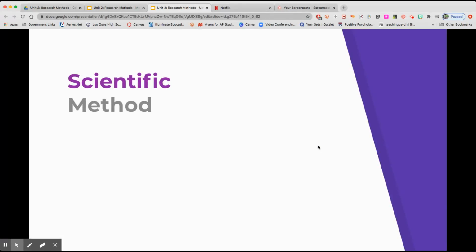So we're going to start today with the scientific method. This is probably something you might be rolling your eyes at because you're somewhat familiar. We're just going to apply it to psychology research and how it differs, but you'll see many of the same elements as what you've been exposed to in the past.